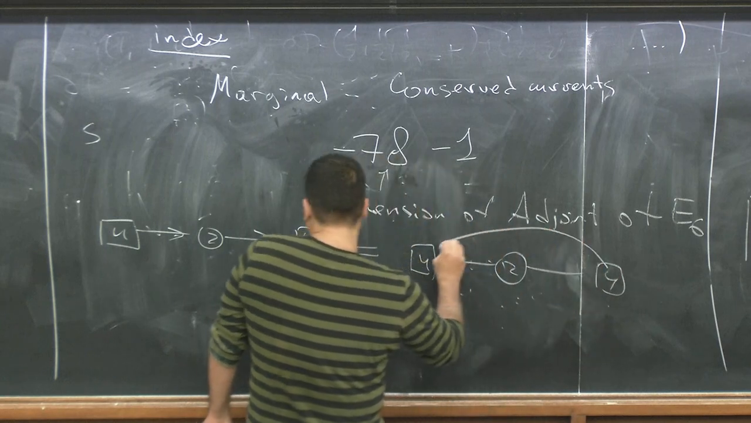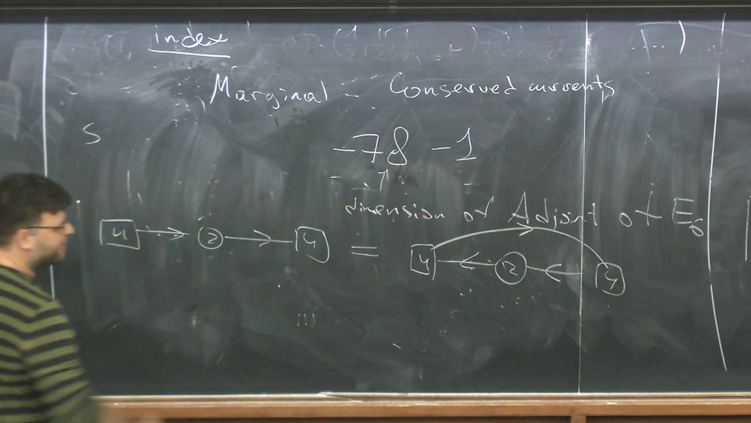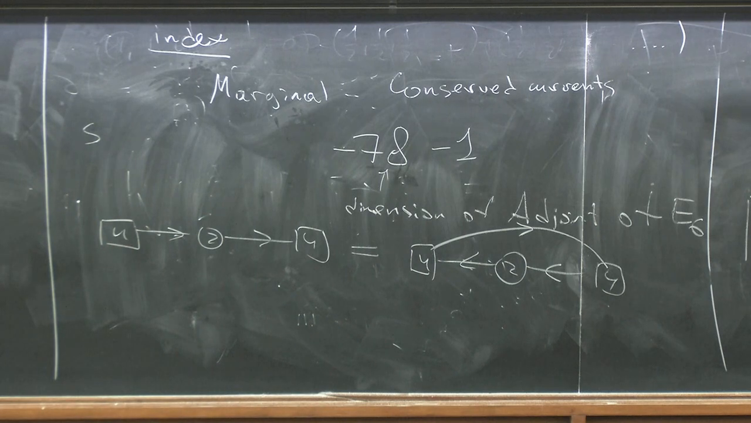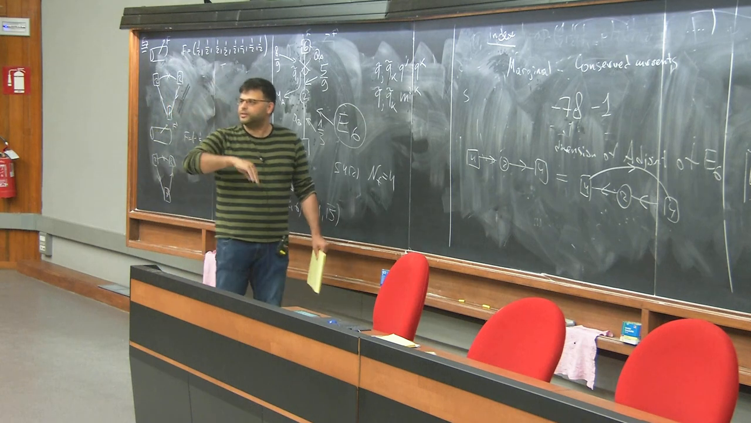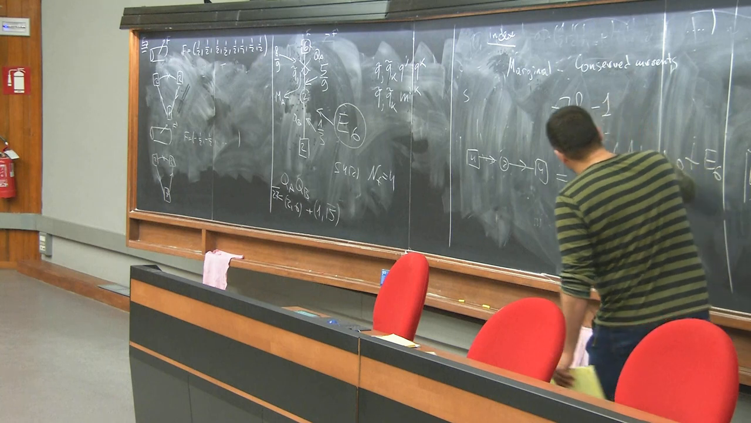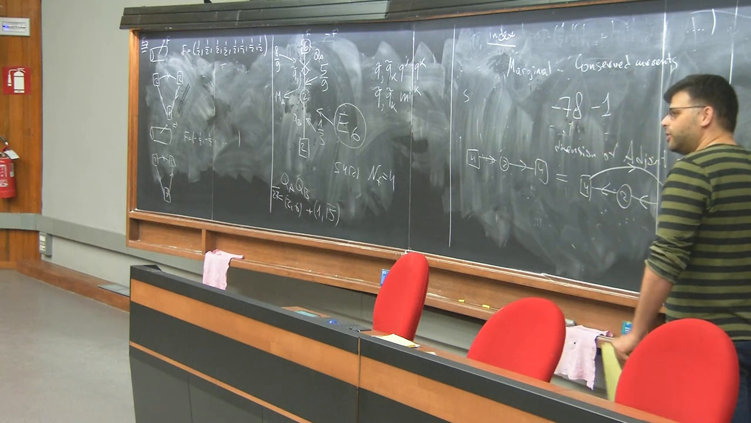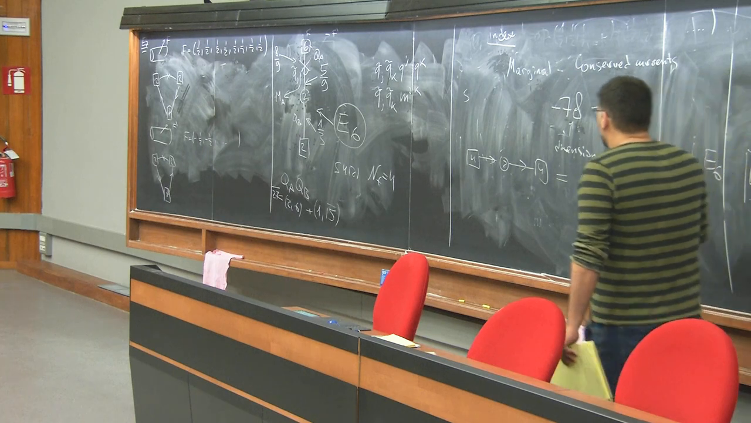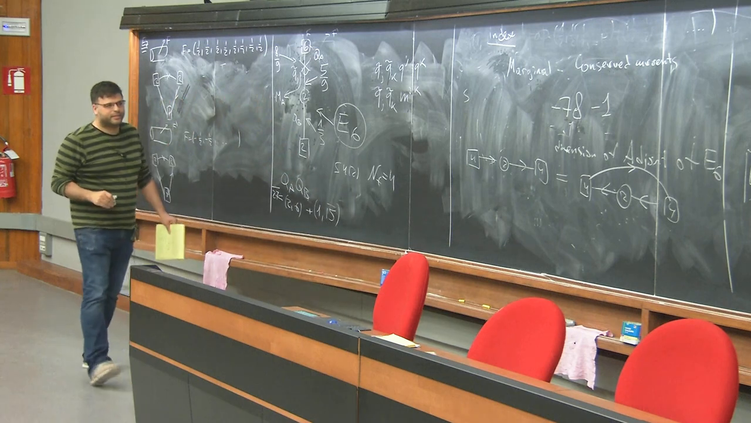A quiver which looks like that. So we have the same matter content. SU2 with F equals 4 is dual to SU2 with F equals 4, so it's a self-dual theory. It's almost self-dual. To make it dual, you need to add some gauge singlet fields, which I draw like that.